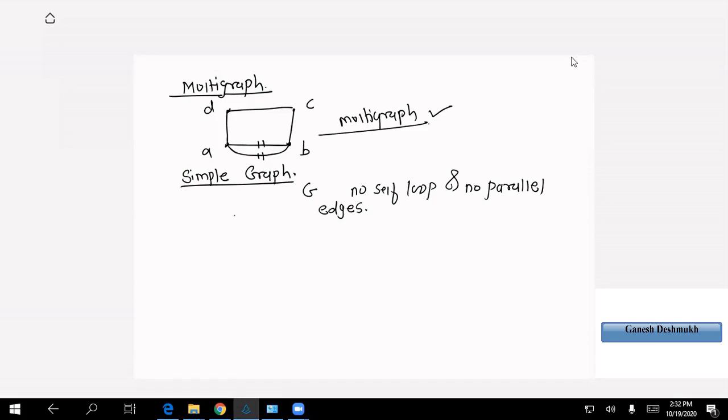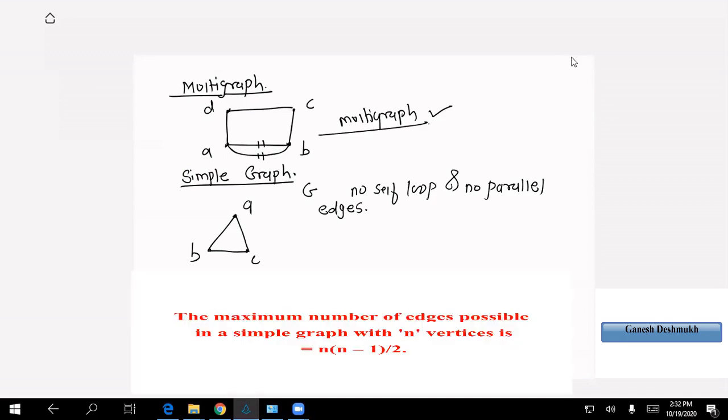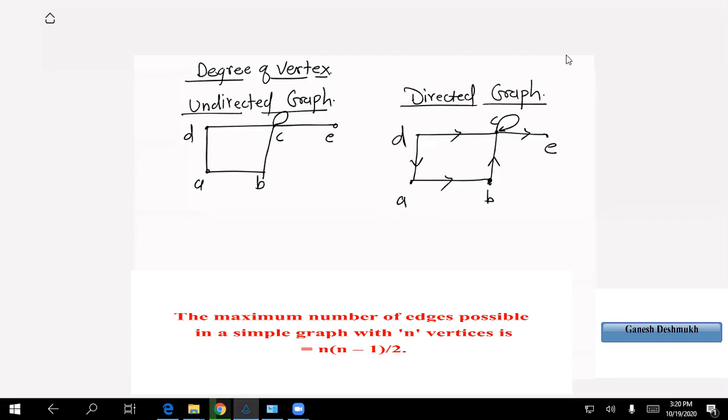Suppose I want to draw a simple graph on 3 vertices. I can draw A to B, B to C and A to C. You can see in this graph there are no self loops and there are no parallel edges. Suppose on 4 vertices I want to draw a simple graph. I can draw it like this. Vertices are A, B, C and D. There are no self loops, there are no parallel edges. So this graph is also called a simple graph.